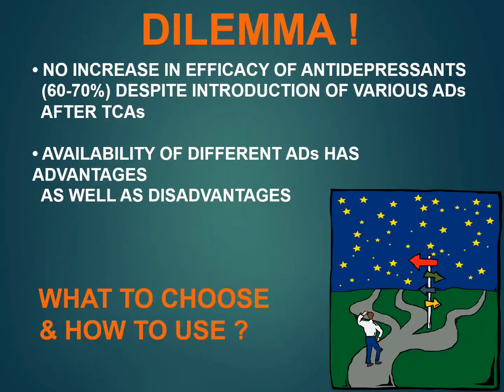Now the dilemma is no increase in efficacy of antidepressants, 60 to 70%, despite introduction of various antidepressants after tricyclics. First of all, the tricyclic antidepressants, you must be knowing, imipramine, amitriptyline, all these are tricyclic antidepressants. But because of various side effects associated with tricyclic antidepressants, the later ones became more popular because of lesser side effects. But efficacy wise, there's not much change. Sometimes the tricyclics are more efficacious.